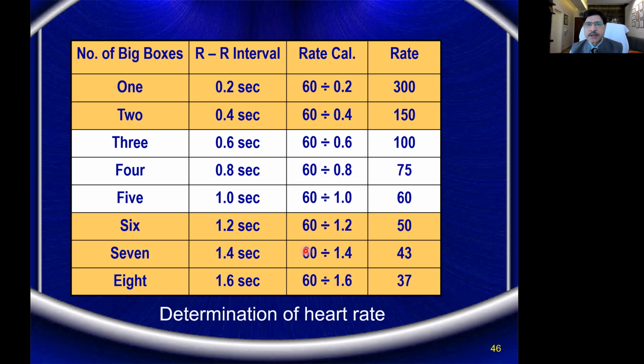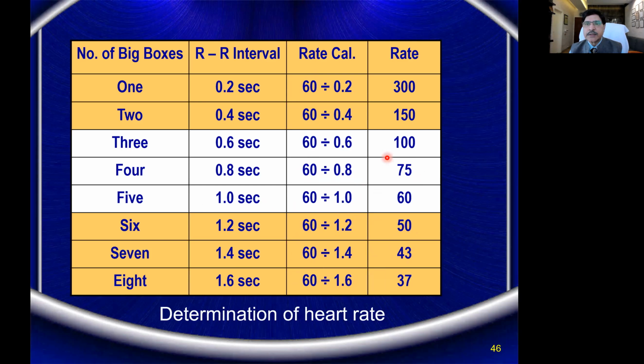The fourth line is 4 boxes, which is 0.8. 60 is the constant always because this is the number of seconds in a minute. So that will be 75. And 5 boxes exactly, 0.2 into 5, is 1 second. 60 seconds divided by 1 is 60. And like that, this will be 50. 7 boxes is 1.4; 60 divided by 1.4 is 43. Likewise, 1.6 gives 37.